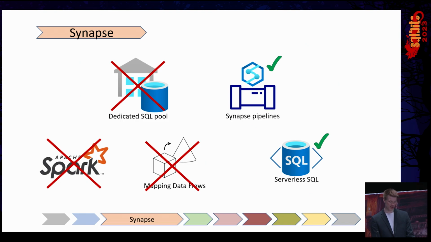So jumping into the Synapse parts, here I've just listed what I would say are the main parts of Synapse. And as you can see, the dedicated pool is not part of this. The Spark engine is also not part of this, neither in notebooks nor using mapping data flows. So the only two parts I would say that we use are the serverless SQL and the Synapse pipelines and integration behind them, as well as the orchestration and triggering, all that.